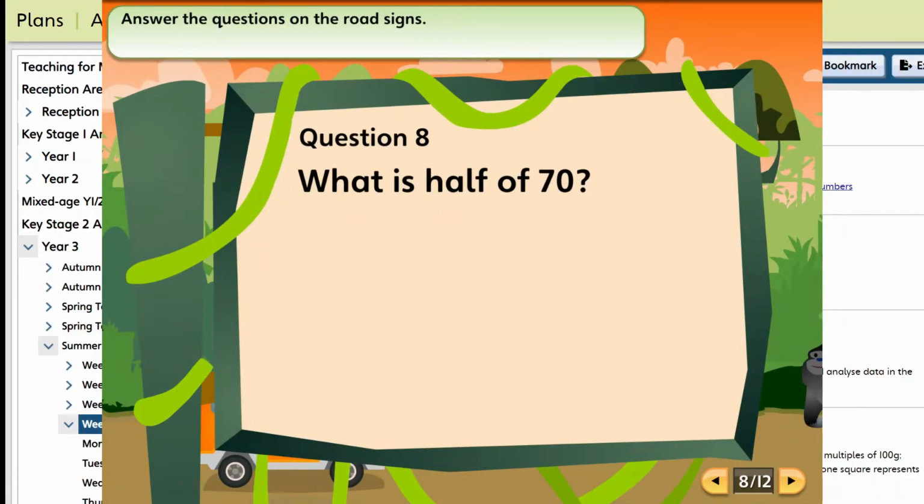Question 8. What is half of 70? If you don't know what half of 70 is, you could always do half of 60 and then half of 10 and combine your answers together.